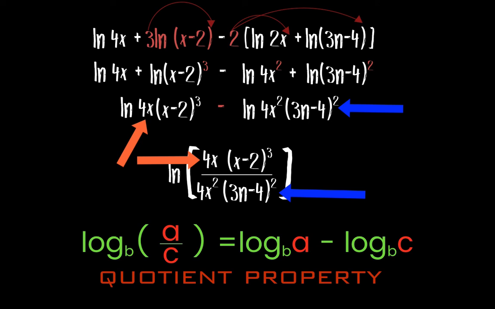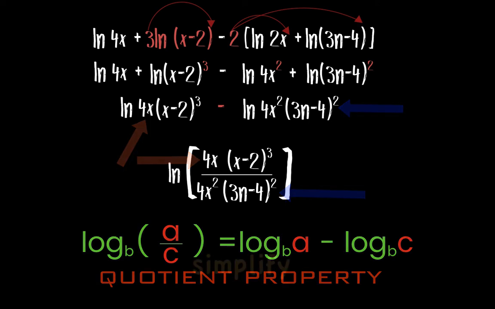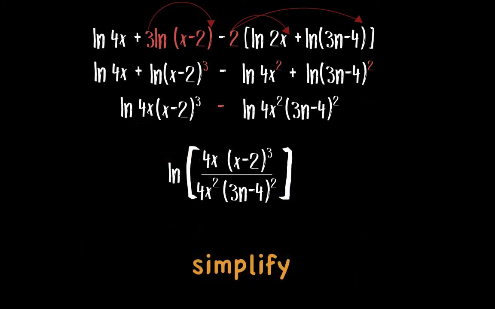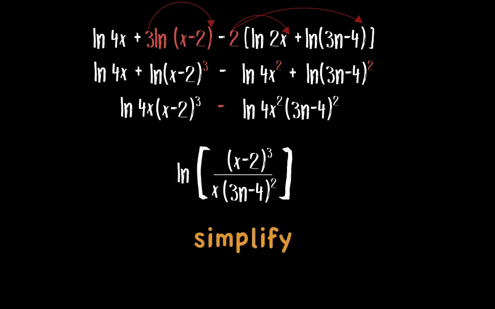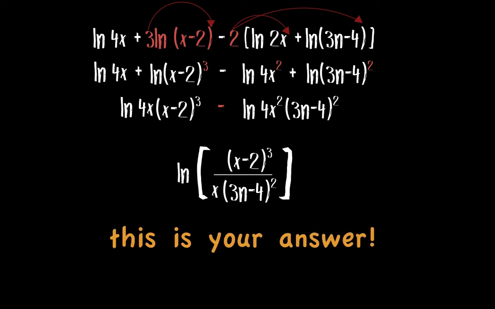And what I'm going to do next is my final step. I will simplify. Okay, and there's only really one thing I can do to simplify this, and that's the 4x over 4x squared, and that will leave me with a single x term on the denominator, and that's it. That's the problem simplified, and that's my answer right there.